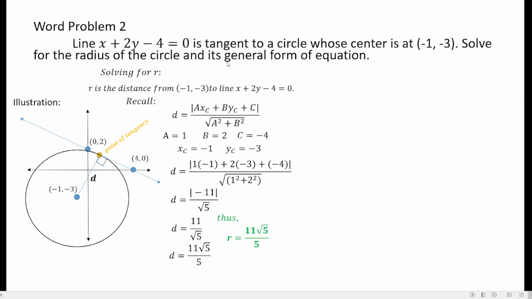Now we have the second goal, which is to find the general form of the equation. Again, remember in the previous example, I said that to get the general equation, you must have the standard equation first.